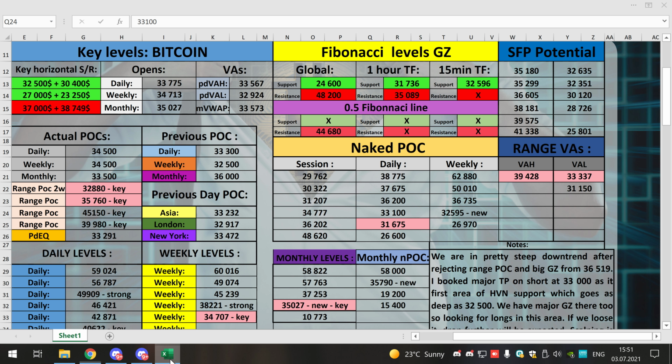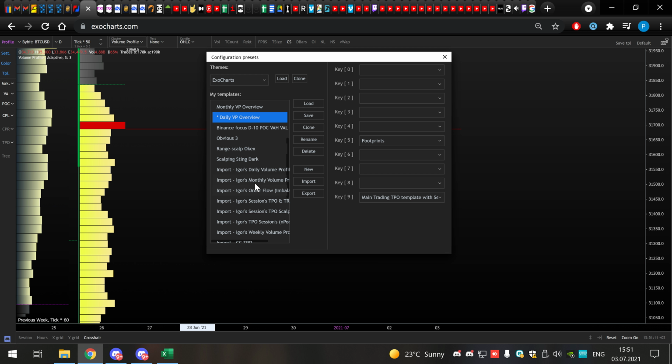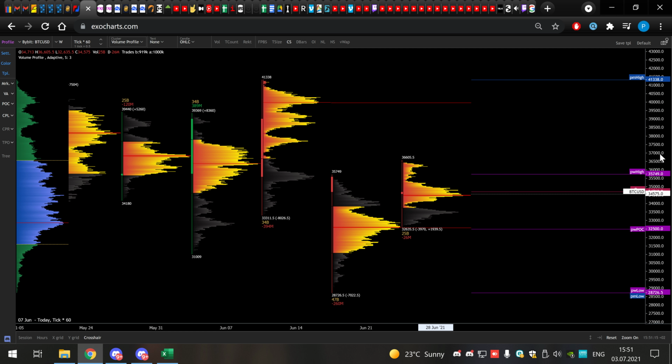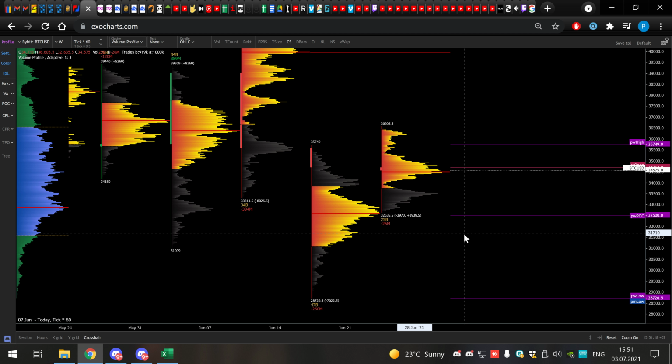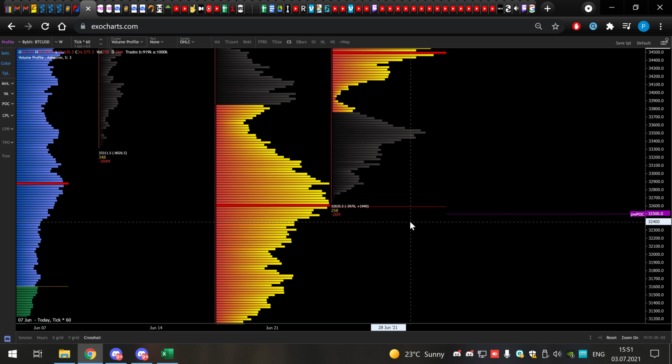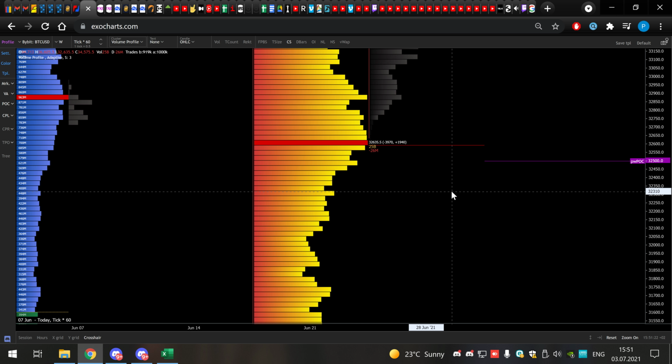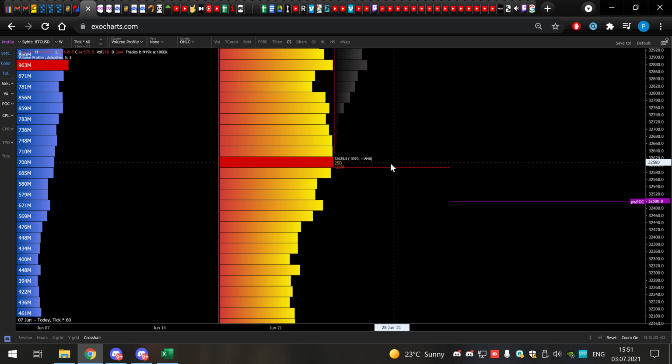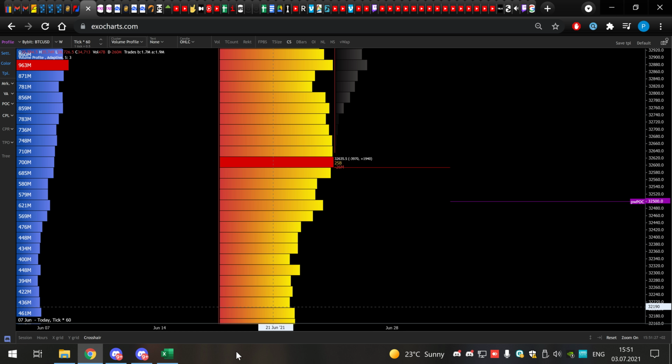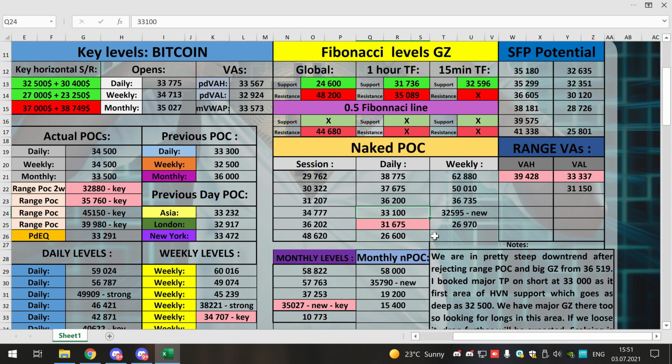Then we have the weekly. For this we need the weekly template. We have the new weekly one. I'm sure I already marked it: 32,580. It's marked over here, so this is okay. And all of the others, they are not touched, they are far away, so no change here.